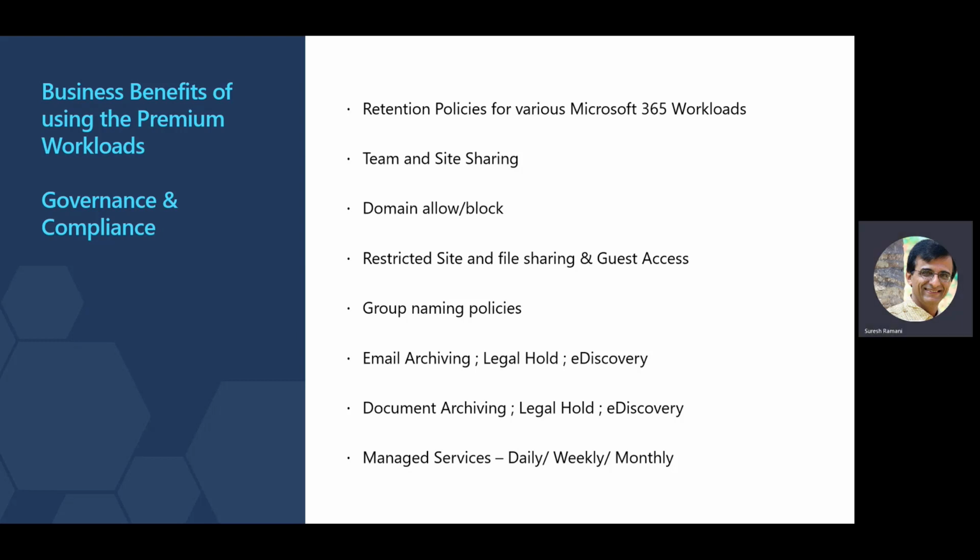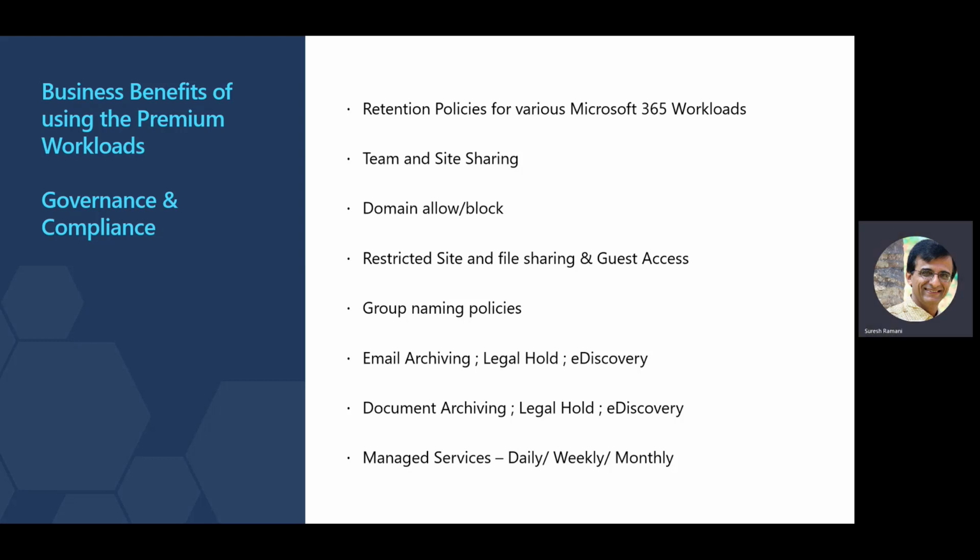Next is team and site sharing. There needs to be a governance plan in place for team and site sharing both internally and externally, else it can lead to total chaos. Next is domain allow and block. It's possible that the domains allowed or blocked by Exchange Online Protection (EOP) or Defender for Office 365 may not be the ones that you want to allow or block. In that case, the tenant allow block list in the Microsoft 365 Defender portal gives you a way to manually override the Defender for Office or Exchange Online Protection settings.